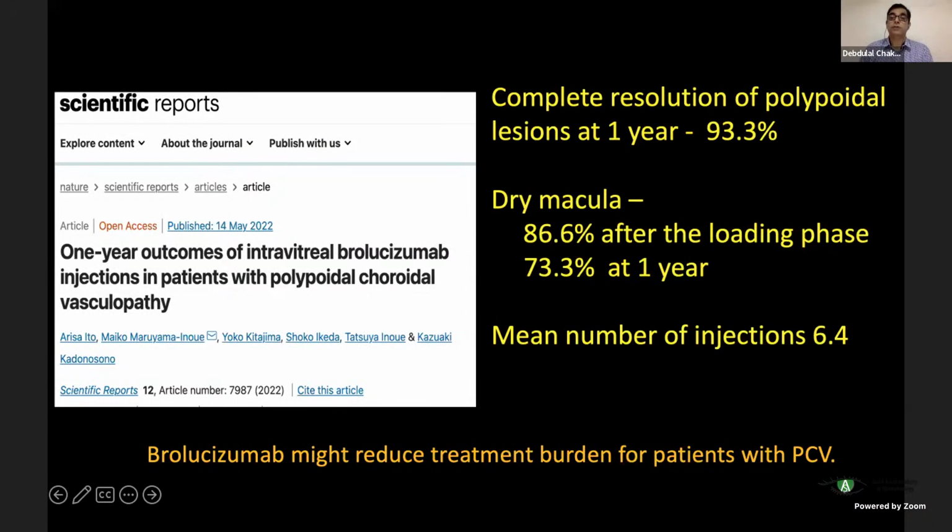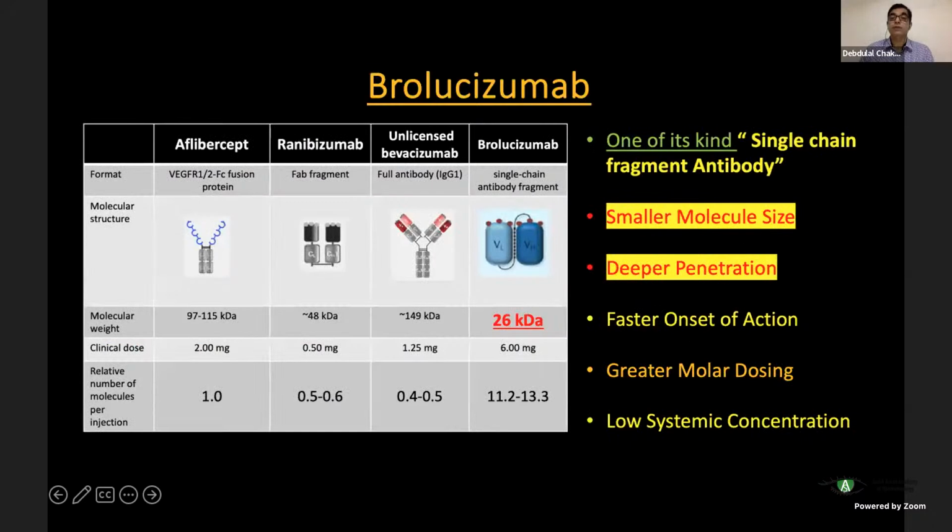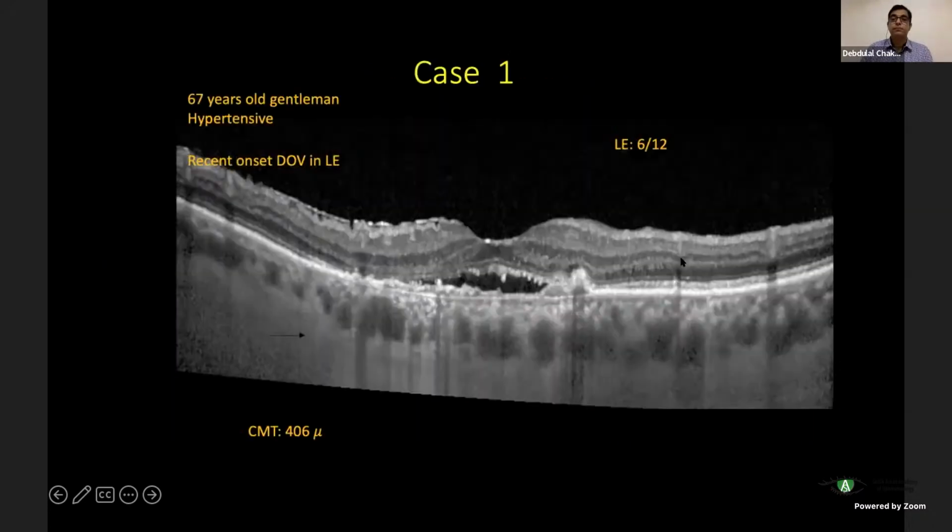And of course, a lot of these maculas are dry, 86% after the loading dose and 73% at 1 year, with a relatively lower number of injections. So brolucizumab might reduce treatment burden for PCV patients, and all of this because it's a small molecule which enables deeper penetration. So let's move on to a couple of cases, as this is basically real world experience.